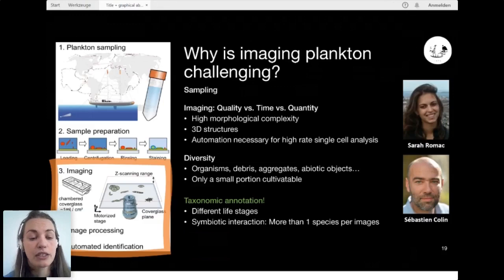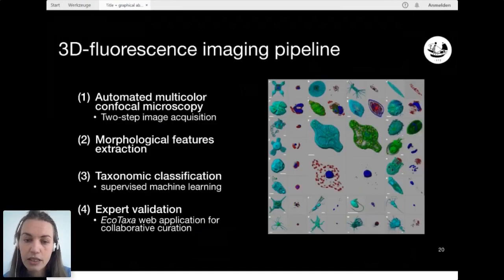And for the rest of the talk, I will focus only on the part of how we come from imaging to an automated identification. So this is the outline of the imaging pipeline. First, we take automated multicolor confocal microscopy images. From these images, morphological features are extracted. Based on these features, taxonomic classification is predicted, and this prediction is then validated by experts via collaborative curation.